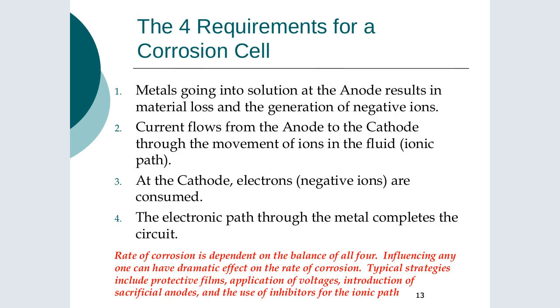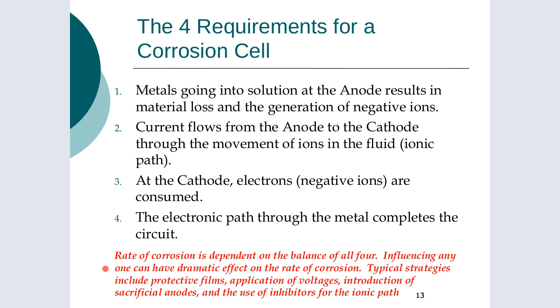Okay, so these are our 4 requirements. We've got metals going into solution at the anode. That gives us the material loss and the visible sign that corrosion is occurring. Current flows from the anode to the cathode through the movement of ions in the fluid. So that's our ionic path. So that may be the external ambient environment or maybe the process fluid as well. And at the cathode, electrons are being consumed. Then the electronic path through the metal completes the circuit.